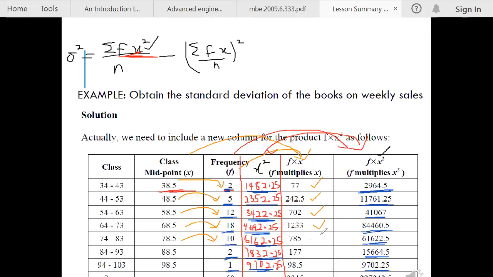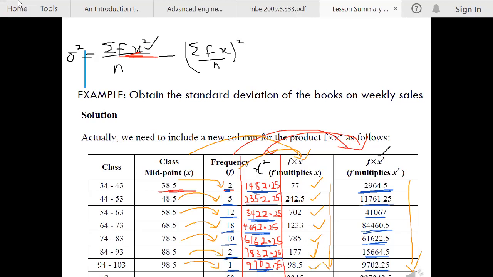Then 78.5 times 10, which is 785. Then we have 88.5 times 2, which is 177. Then 98.5 times 1, which is 98.5. Once we are done, the next stage will be to sum fx and also to sum fx squared for our computations.